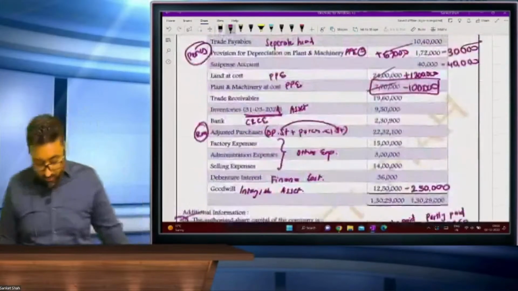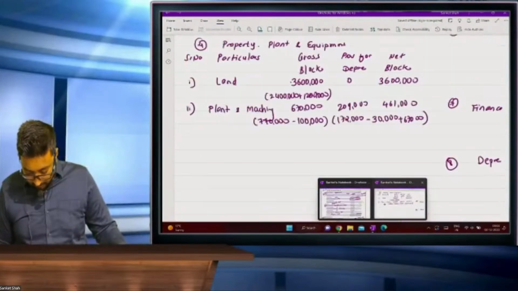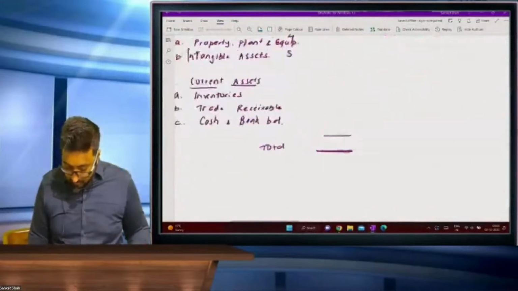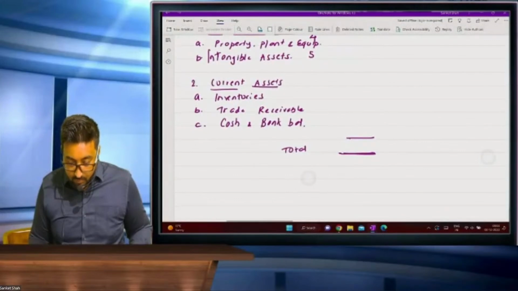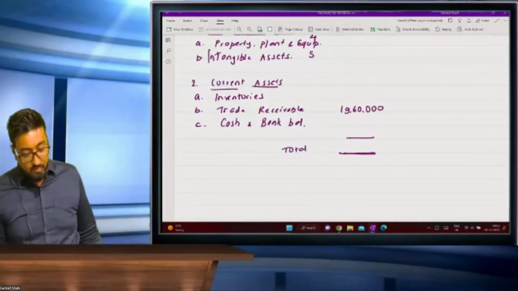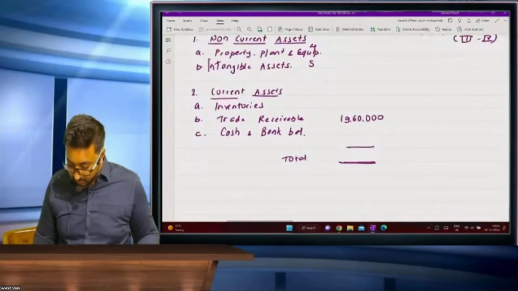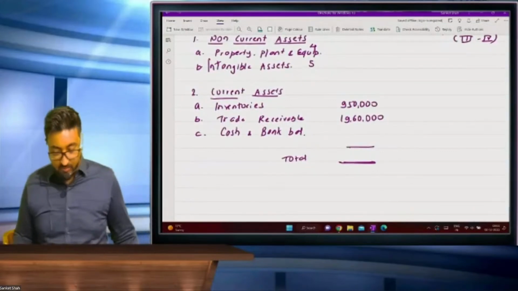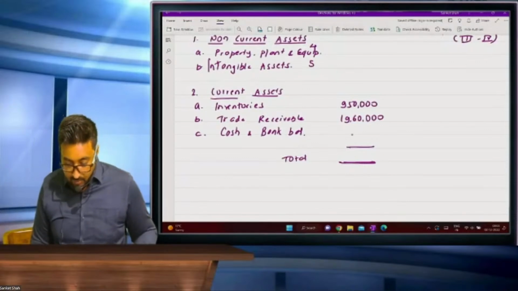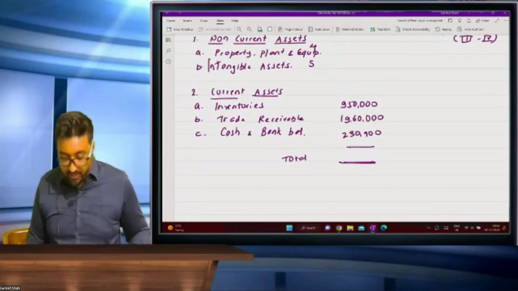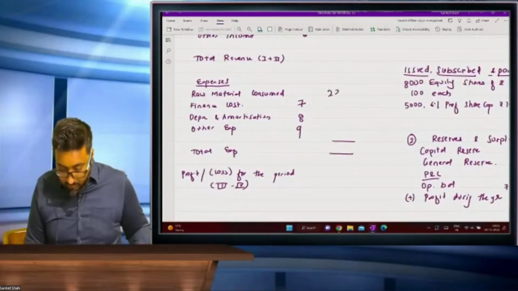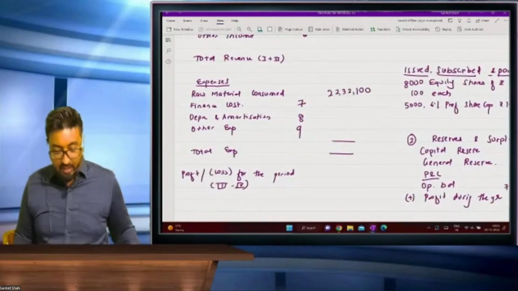Chalo. Trade receivable, 19,60,000. Inventory 9,50,000. Bank, cash and cash equivalent 2,30,900. Raw material consumed 22,32,100. Adjusted purchase.